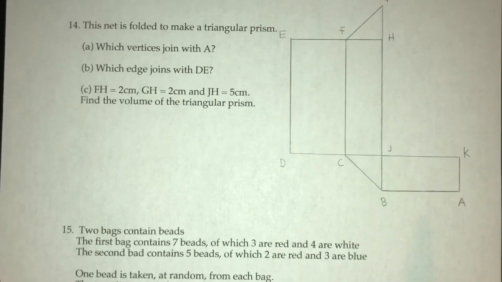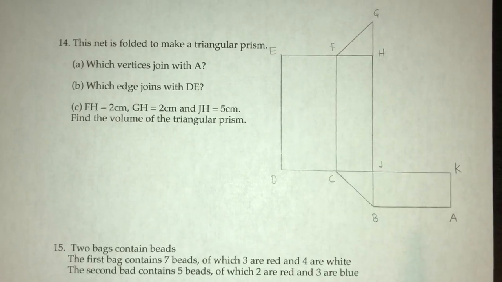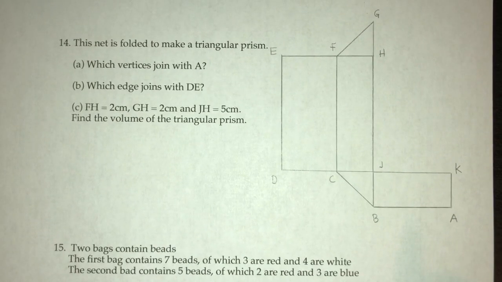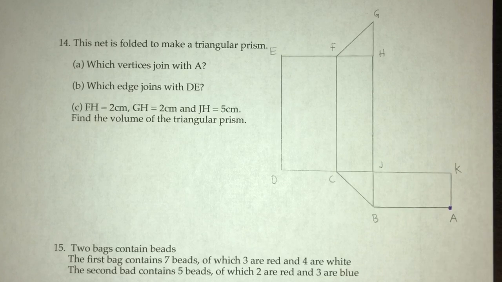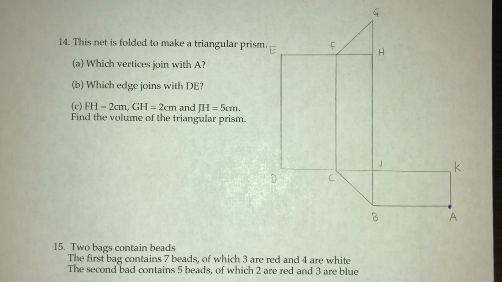Okay, so let's move on to question number 14. Here we have a net that is folded to make a triangular prism. As you can see, this shape will be folded. Now, which vertices join with A? So where's A? A is right here. We have to use a bit of imagination.